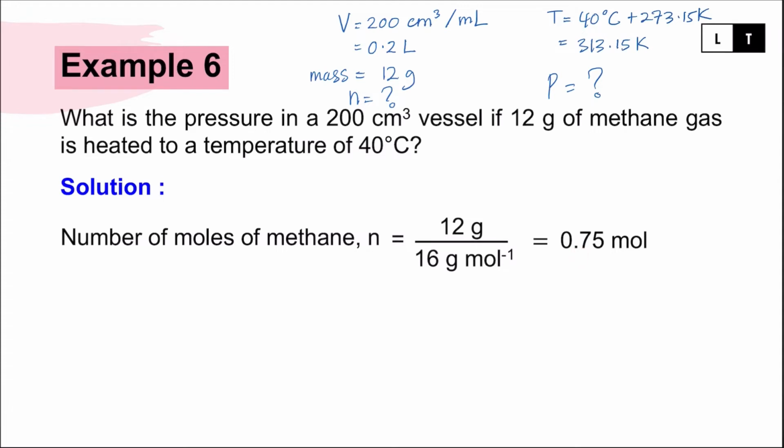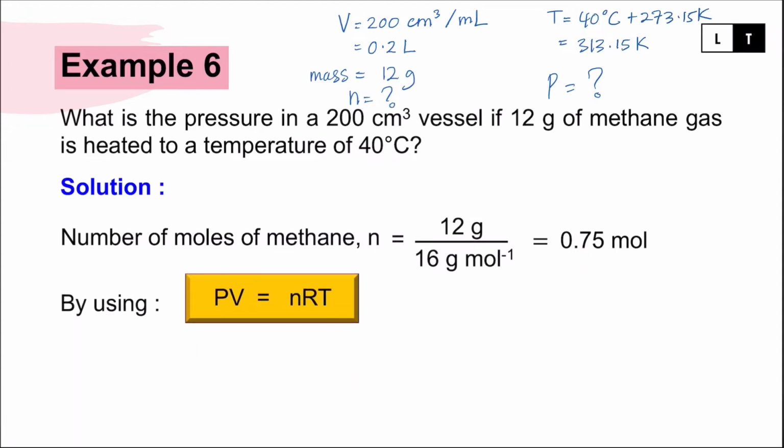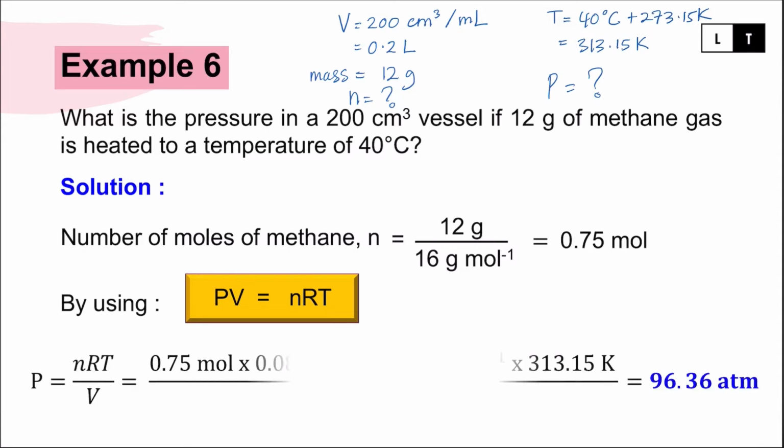Seterusnya, saya nak gunakan ideal gas law equation. Do I have all the information given? So I want to find out the value for pressure. I have the volume, mole, gas constant and temperature. All of those saya insert dalam unit, dengan cara rearrange, the subject should be the pressure, and I will have the final value, which is 96.36 atm. So ini adalah contoh macam mana you apply ideal gas law equation.